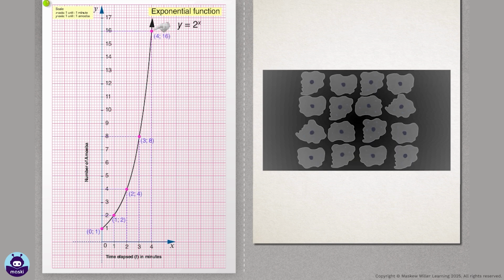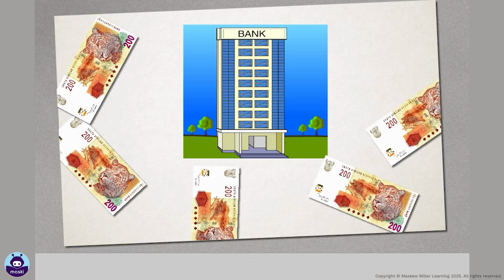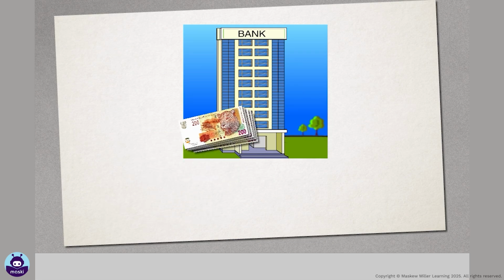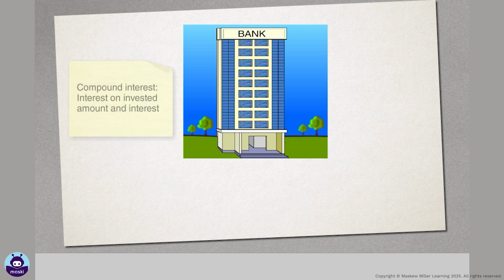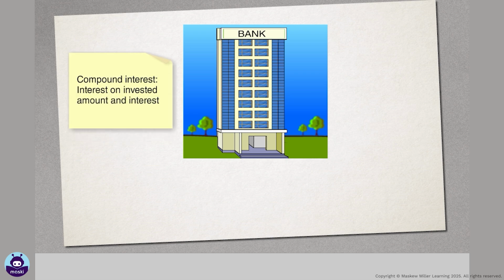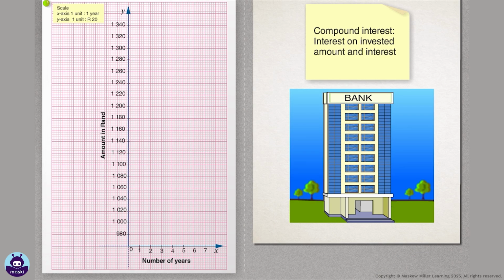Let us now consider a sum of money invested in a bank fixed deposit. A bank fixed deposit offers compound interest, as we will study in the next chapter. What is important to note is that compound interest in a bank offers interest on both the initial amount invested and the interest earned over time. The 1,000 Rand that is invested grows exponentially.